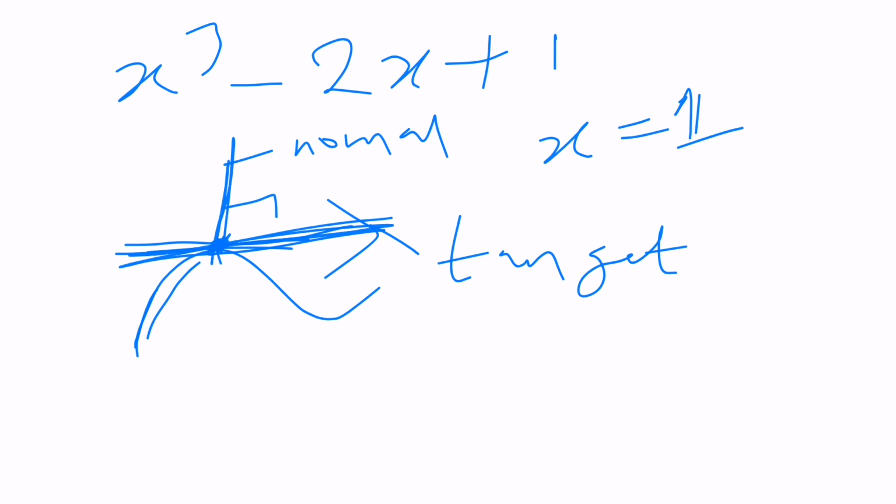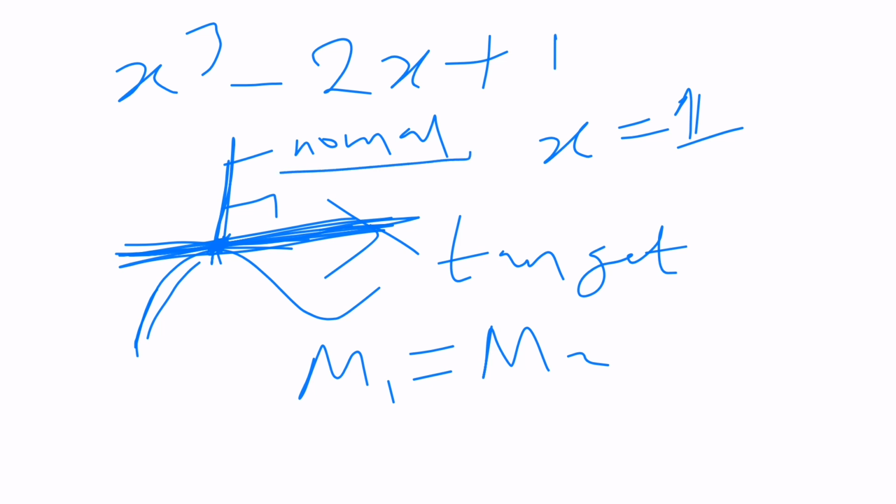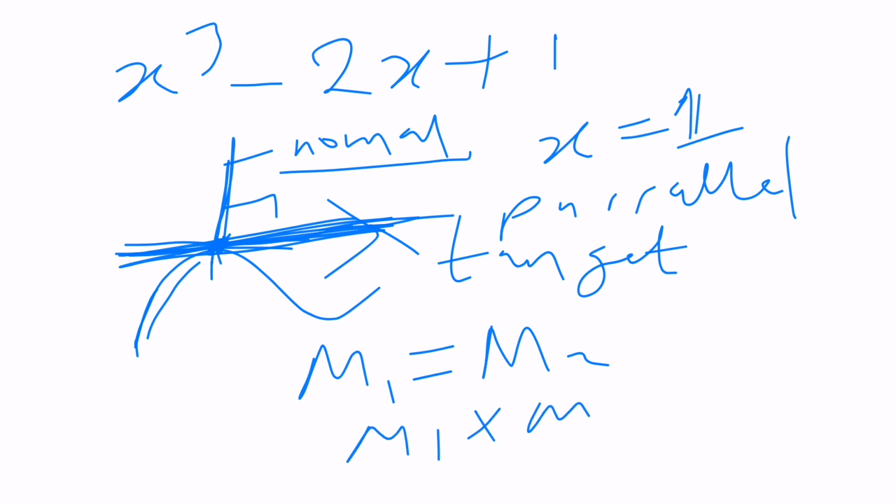You need to know the relationship with gradient. For the tangent, m1 is equal to m2, the tangent is parallel to the curve. The normal is perpendicular to the curve. You learned this in grade 12: for perpendicular lines, m1 times m2 is equal to -1. That is the only thing you need to know.